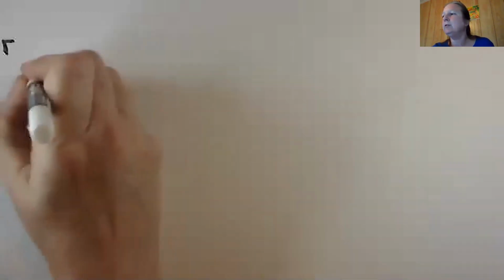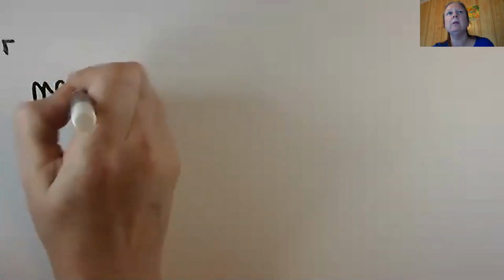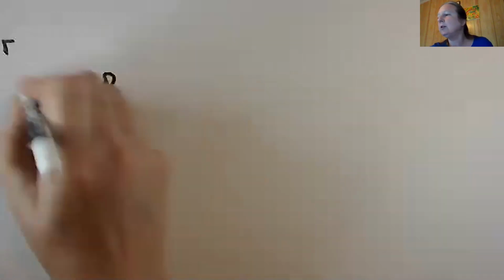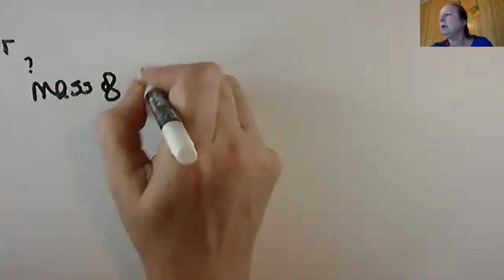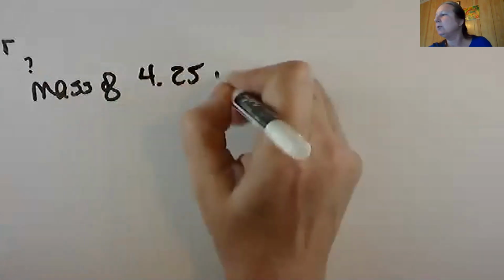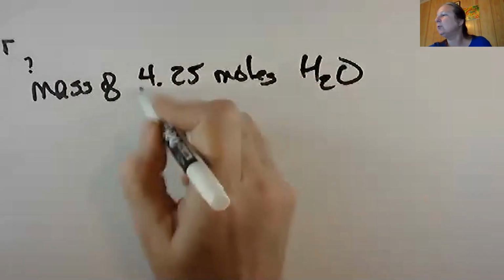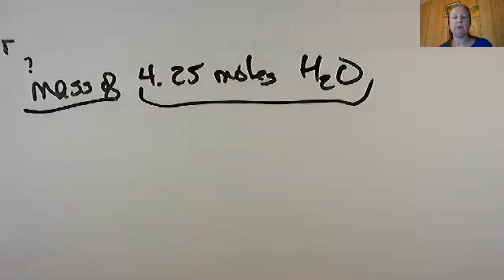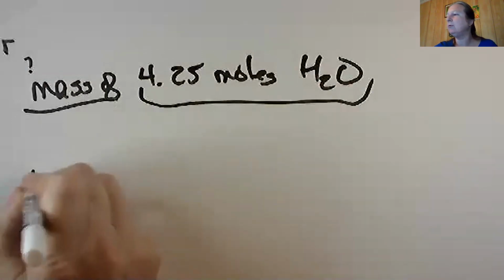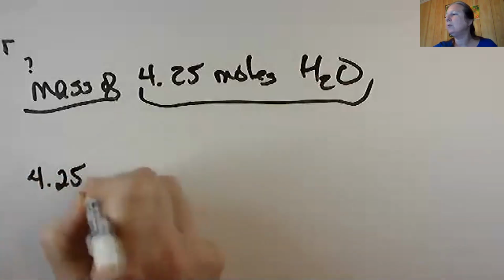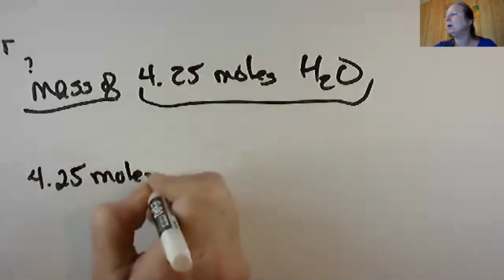You're sometimes just not sure what we're doing. So this question is the mass of 4.25 moles of H2O. So here's what I'm given and here's what I'm being asked for. So what's the first thing you do? You put down what you have. I have 4.25 moles of water.